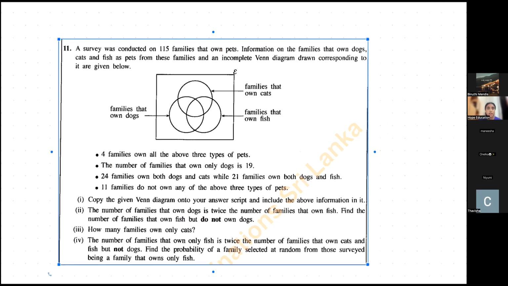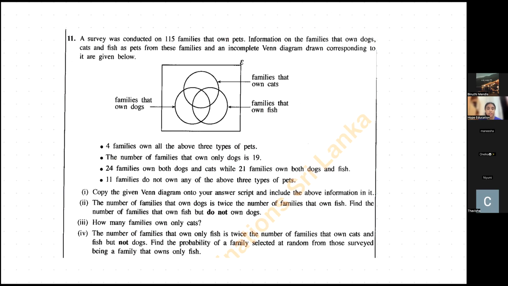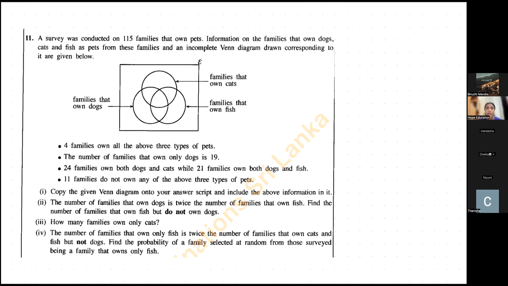A survey was conducted on 115 families that own pets. Information on the families that own dogs, cats, and fish as pets from these families, and an incomplete Venn diagram drawn corresponding to it are given below. You have to copy the Venn diagram to your answer script. I will take a screenshot from here, but you have to copy it to your answer script. You have to draw it that way, otherwise you can't do it.